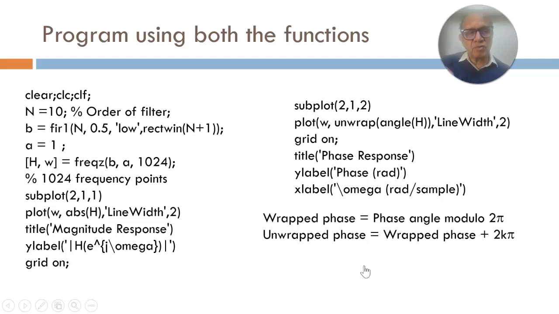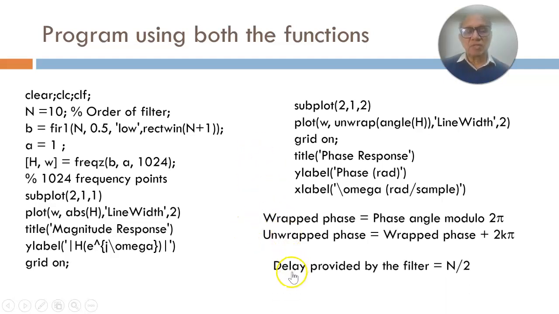But if we want the curve to decrease linearly and monotonically, because we expect that our filter is not going to distort the signal, we expect it to be a linear function of phase. We expect it to be a linear function of omega. So if we want to see it clearly, you use the unwrap function. Otherwise you will get jumps.